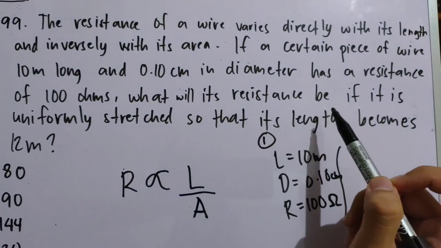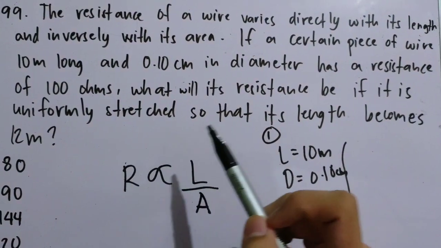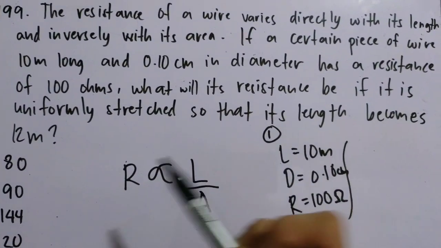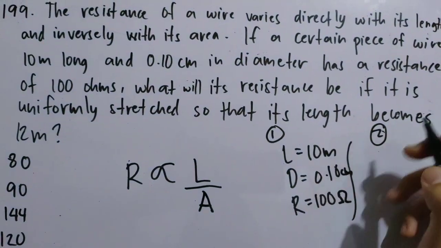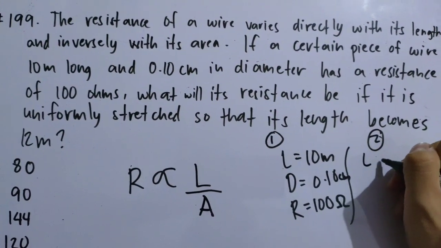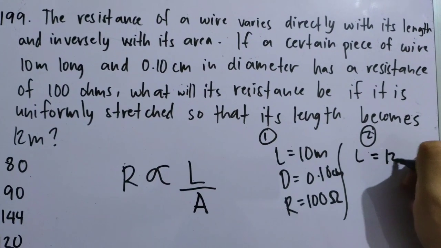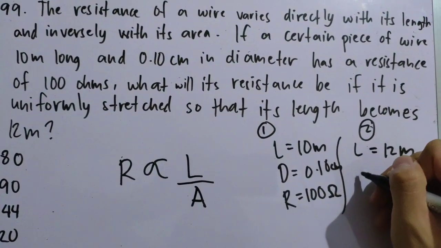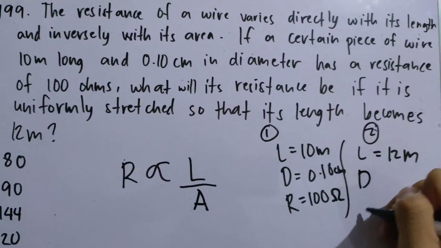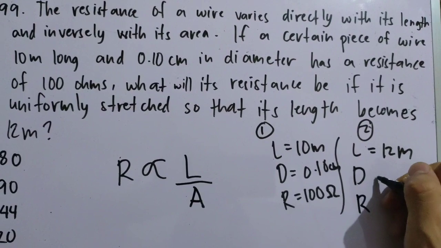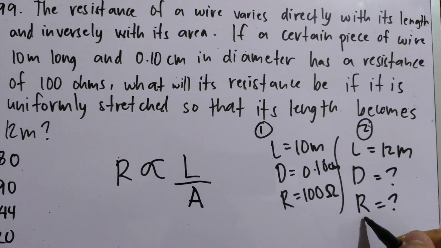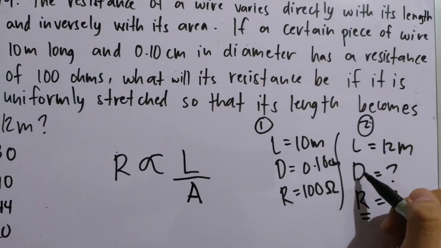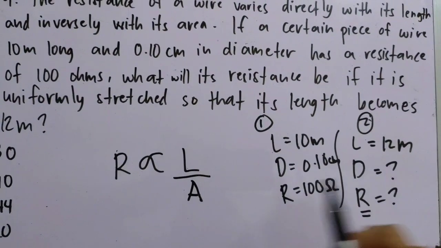What will its resistance be if it is uniformly stretched so that its length becomes 12 meters? So, second scenario naman, or second condition, yung length niya naging 12 meters na. So, hindi natin alam yung diameter at hindi natin alam yung resistance. Pero ang required dito yung resistance. Itong diameter, meron tayong way para i-solve yan.